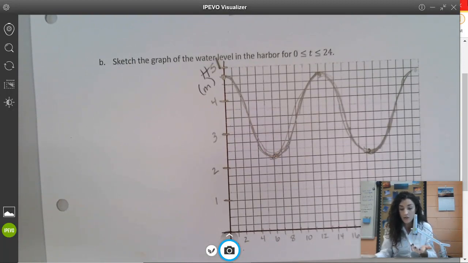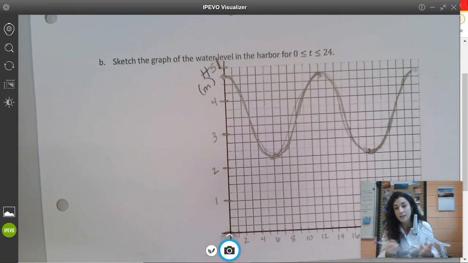So these are all the things that you need to do. You don't need to label unless it asks you to label. It's good to have clear, precise points, because if you get follow through points for having something wrong up above, if I see that you've used that wrong point correctly on the graph, then you can get follow through points. But if I don't see where you've brought that point in, then I can't give you follow through points.